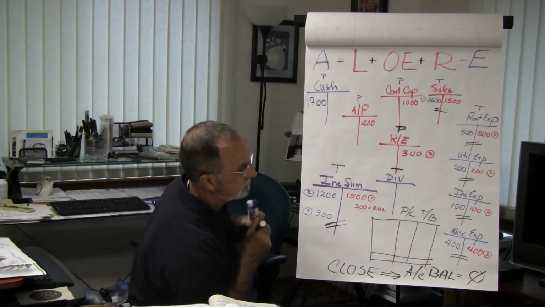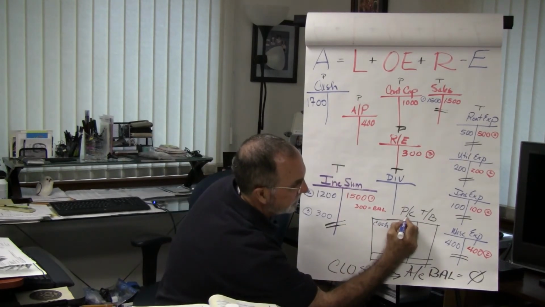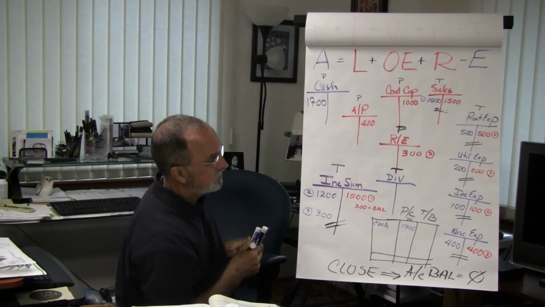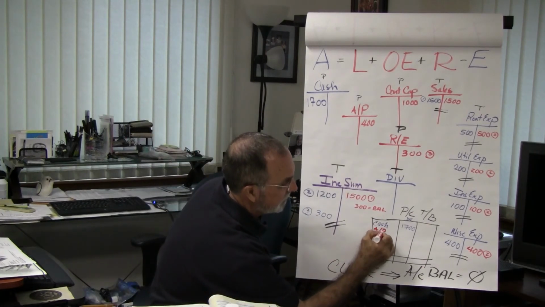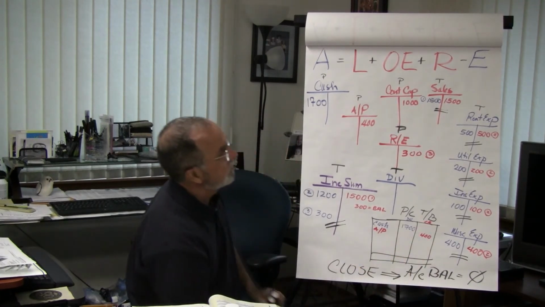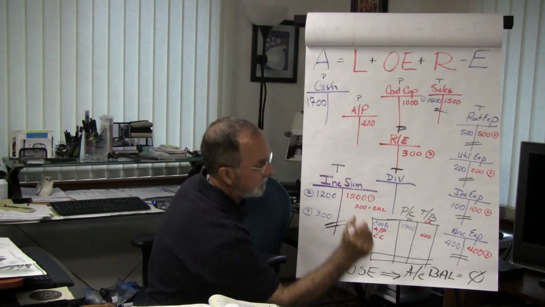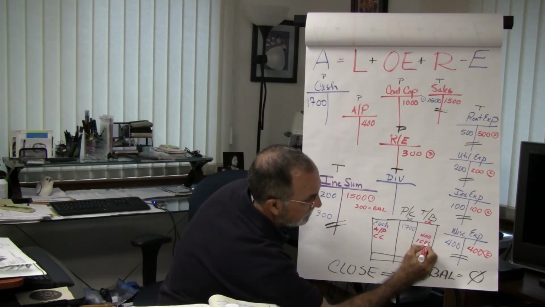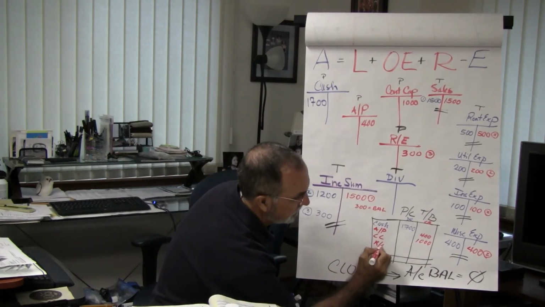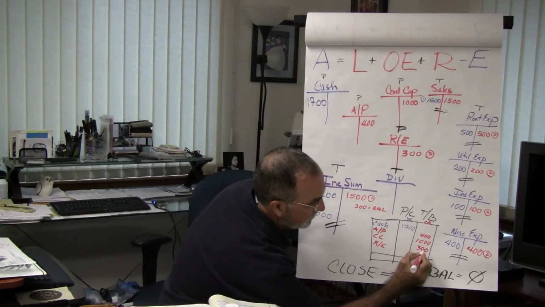We have cash. And our balance is $1,700, and that is a debit. We have accounts payable. And our balance is a $400 credit. We have contributed capital. And our balance in that account is a $1,000 credit. And finally, we have retained earnings. And our balance in the retained earnings account is a $300 credit.